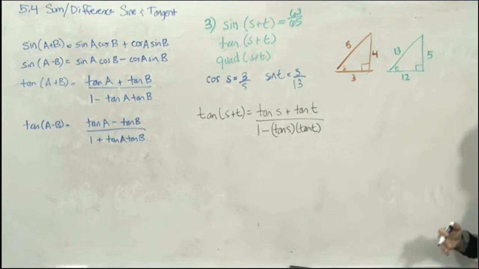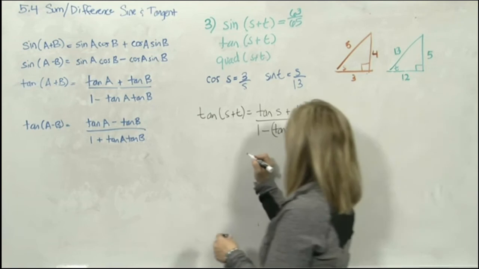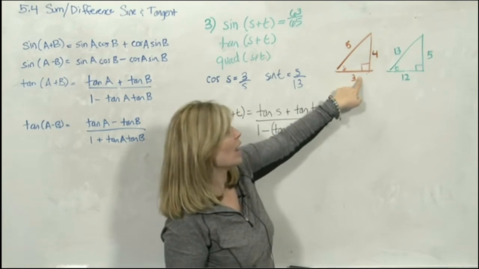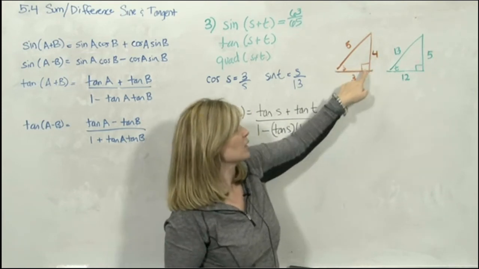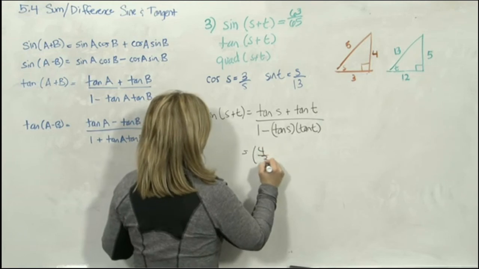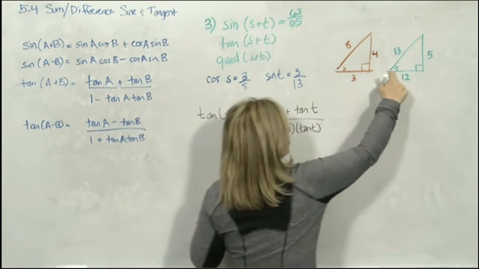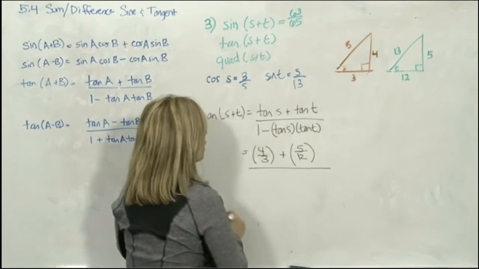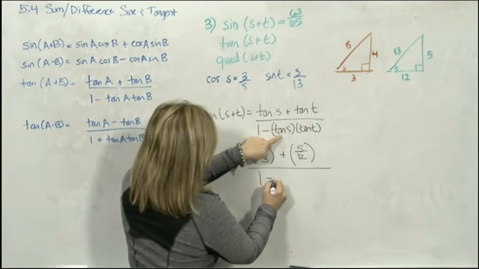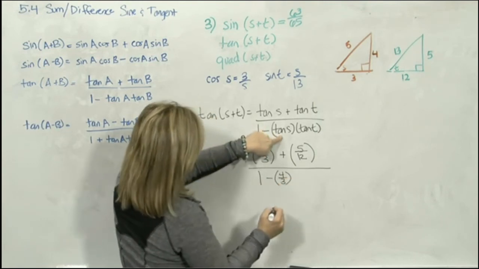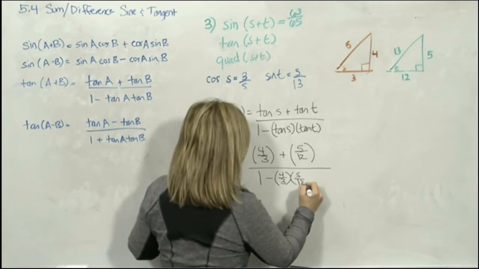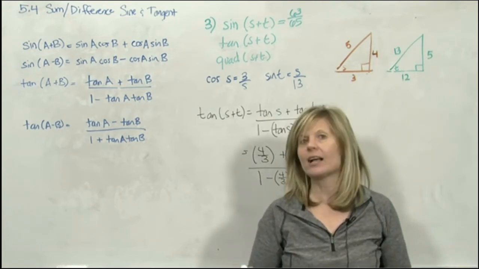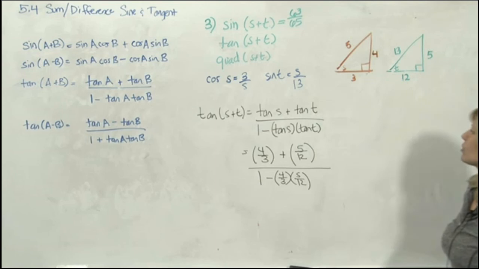Again, even though we don't know the actual angles, we have right triangles to look at. So we know how to look at the tangent of S. We go to angle S, and tangent is y over x, or I don't care if you say opposite over adjacent. That would give us 4/3, plus the tangent of T. Go to angle T, y over x, 5/12, over 1 minus tangent S was 4/3, tangent T was 5/12. Again, all these numbers are positive because angle S and angle T are in quadrant 1. All right, so far so good.